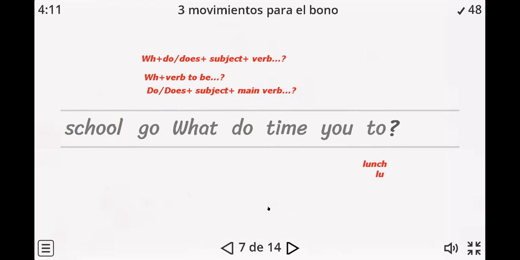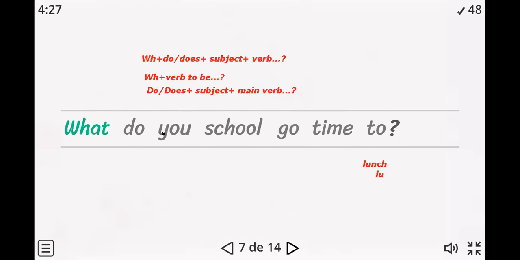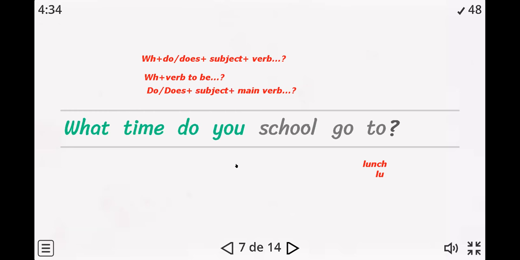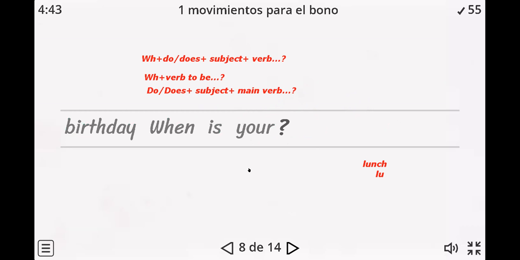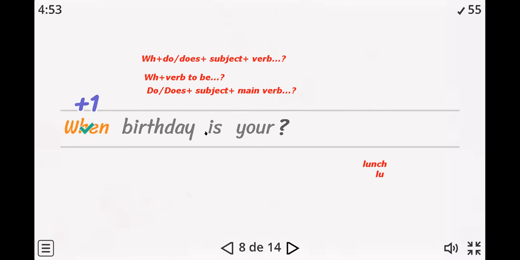What do you think? What time do you go to school? Asking about time. Okay, number 8. When is your birthday? Okay, interesting. When is your birthday? Excellent.